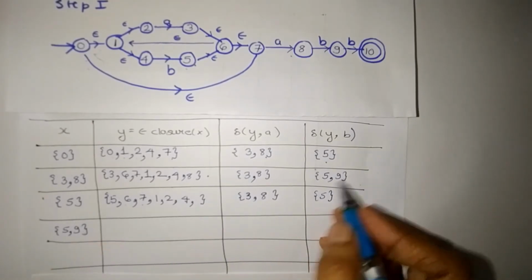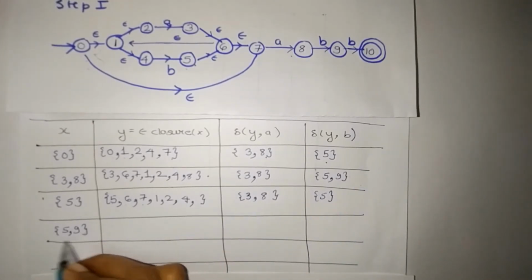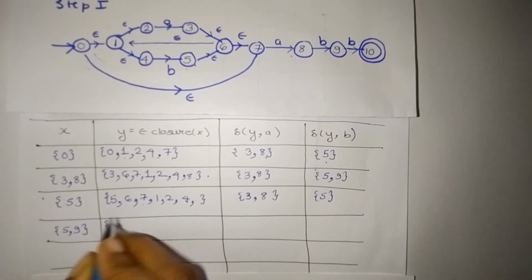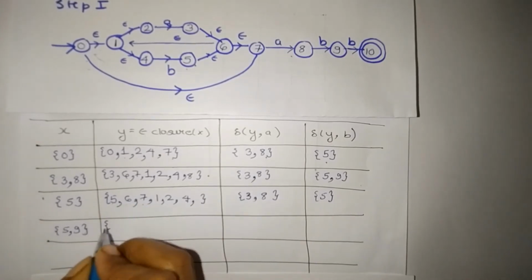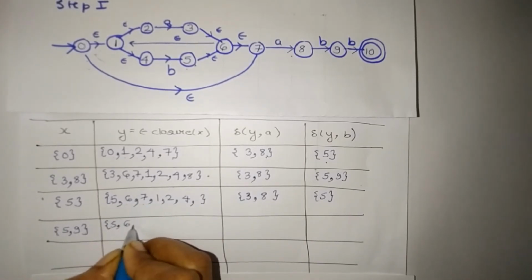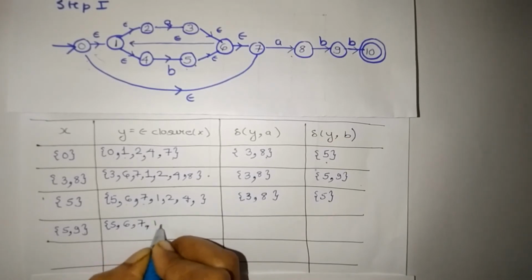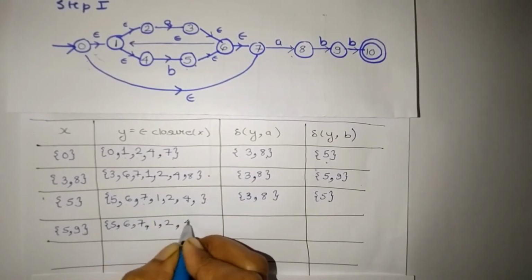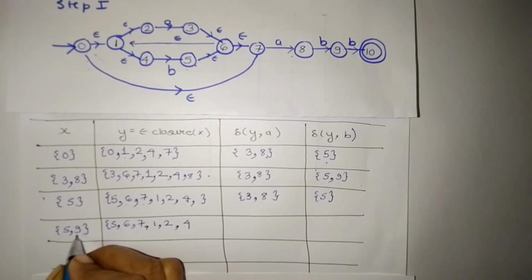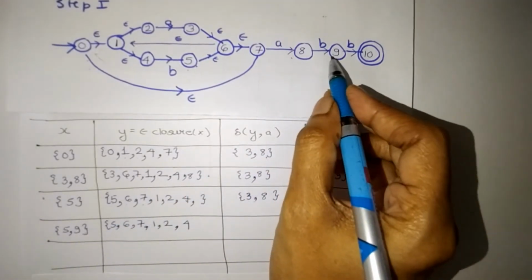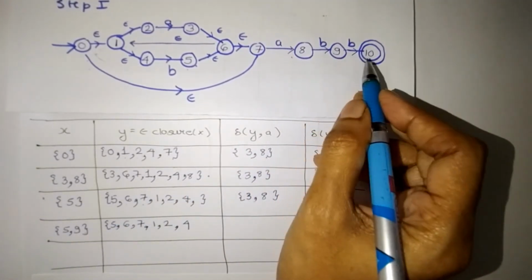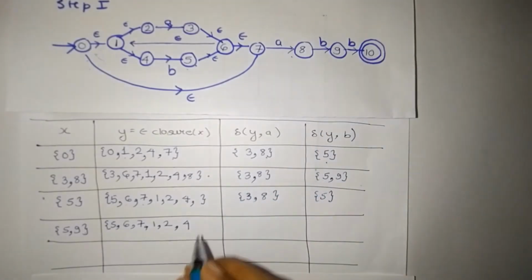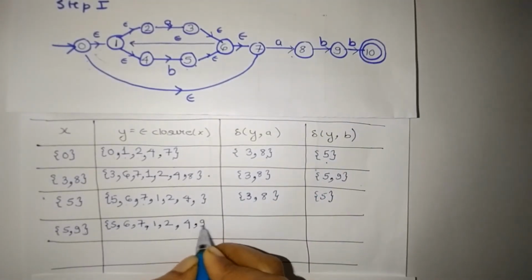Next, the new state is 5 and 9. As we already found the epsilon closure for 5, we can directly copy the epsilon closure of 5 that was included in the previous step. Then we have to find the epsilon closure for 9. There is no epsilon reachable state from 9, but the rule is that we have to include state 9 itself, so we are writing 9 here.